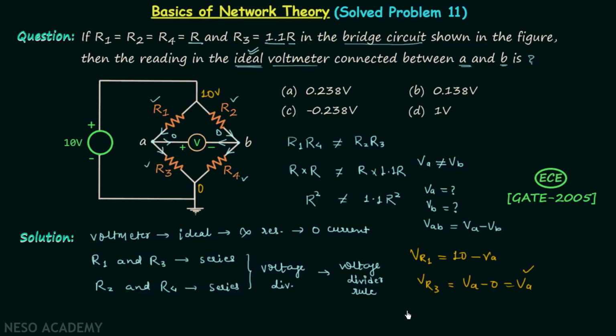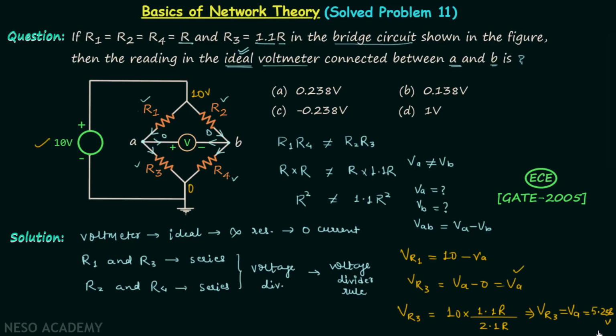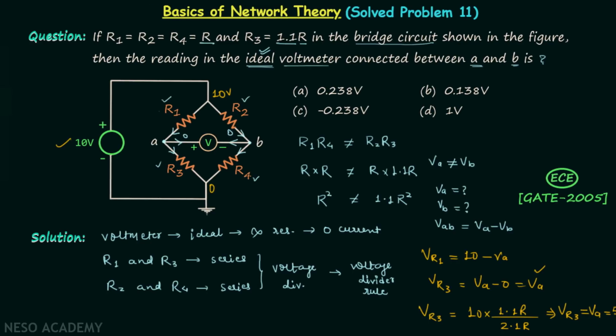And we know from the voltage divider rule, the voltage across R3 will be equal to the total voltage across the series combination, which is 10 volts multiplied by resistance R3, which is equal to 1.1 times R, divided by the sum of two resistances, which is R plus 1.1 times R. This will give you 2.1 times R. When you solve it, you will get V sub R3, which is VA, is equal to 5.238 volts.